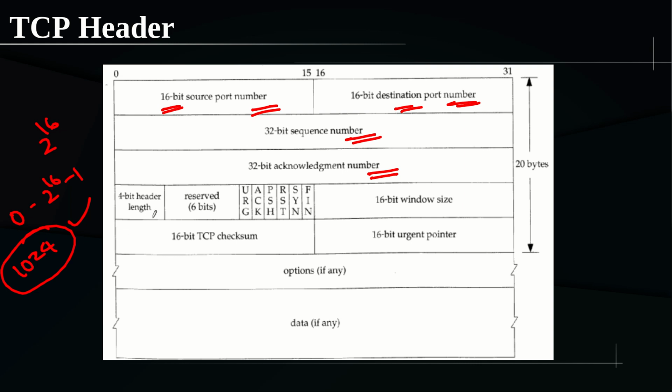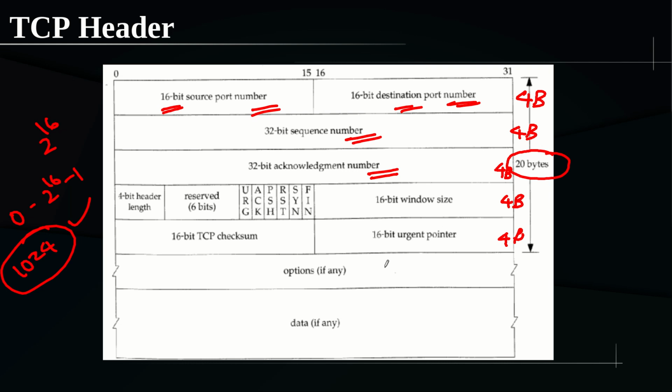And then we have a 4-bit header length. Why header length? You could see the first row is something like 4 bytes, right? 32 bits or 4 bytes, and the second row is again another 32 bits or 4 bytes, and third row is another 4 bytes. Fourth row is again 4 bytes, and fifth row is also 4 bytes. So like that we have 5 fixed 4-byte fields. Together it makes a 20-byte fixed part of the header.